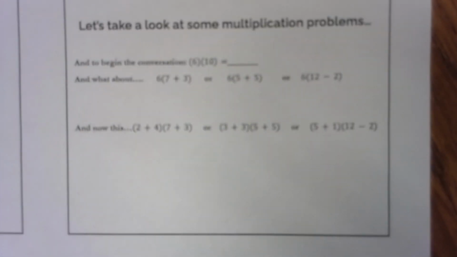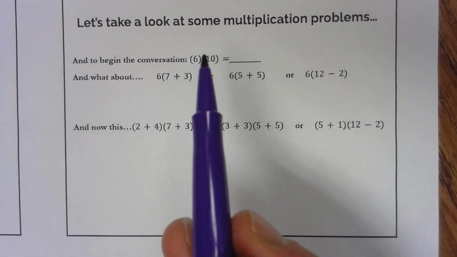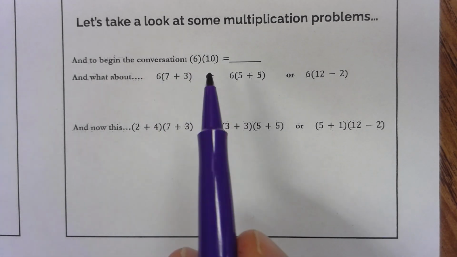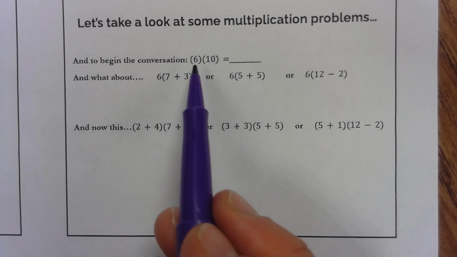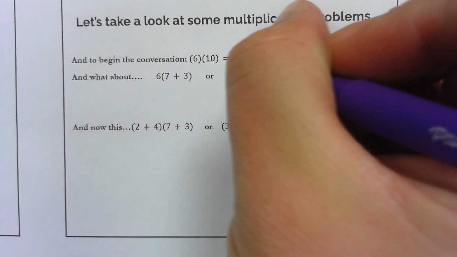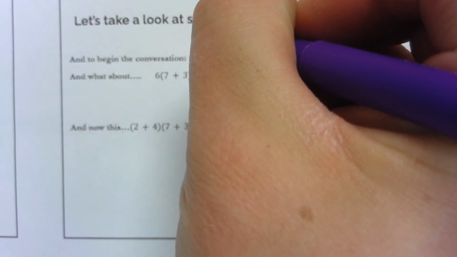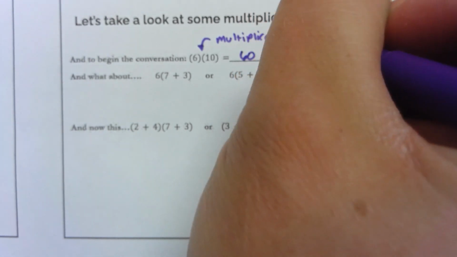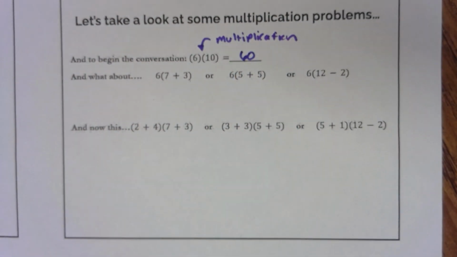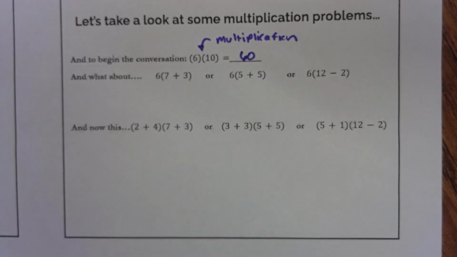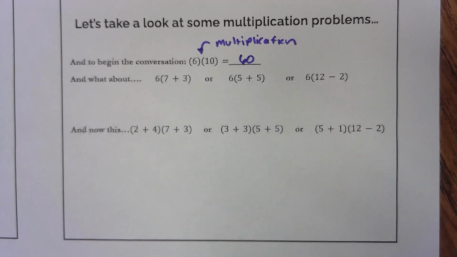Okay, so first, remember that if we have numbers written next to each other, specifically with parentheses here, this is multiplication. 6 times 10, that is 60. Okay, so when we see the parentheses next to each other, that is implying that there is multiplication there. If we don't recognize that as being multiplication, pick up a pencil and start writing. Okay, that's a problem. We're going to have trouble doing that.